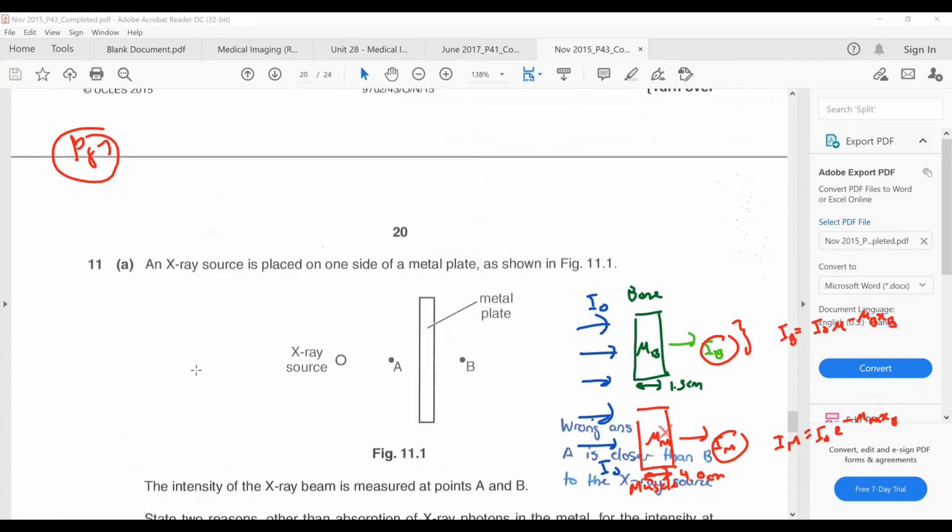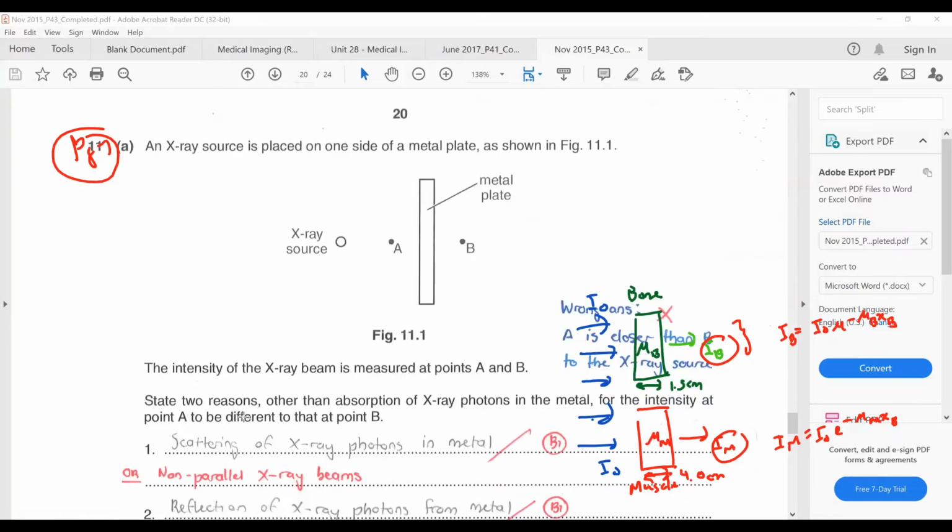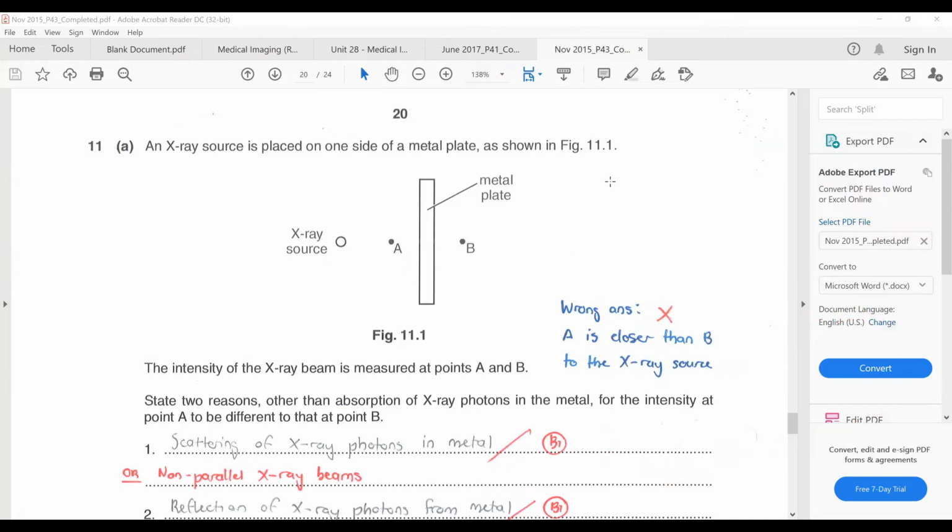Right. Okay, now an X-ray source is placed on one side of a metal plate, as shown in this figure. The intensity of the X-ray beam is measured at points A and B. State two reasons other than absorption of X-ray photons in the metal for the intensity of point A to be different than the intensity of point B.